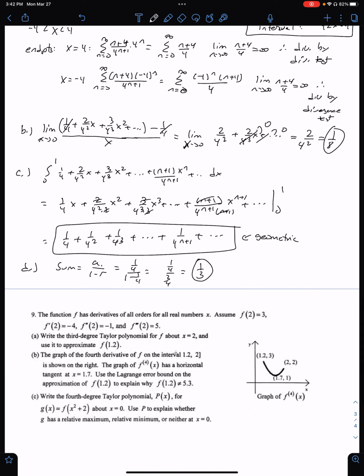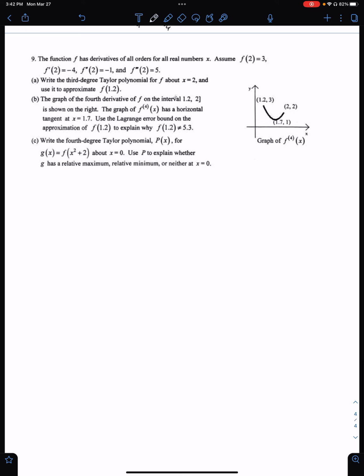All right, number 9. Here we go. Oh no, I'm thinking Lagrange. Honestly, ugh. All right. So for part A, we want to write a third-degree Taylor polynomial centered at x equals 2. They give me the function and all the derivatives right there.